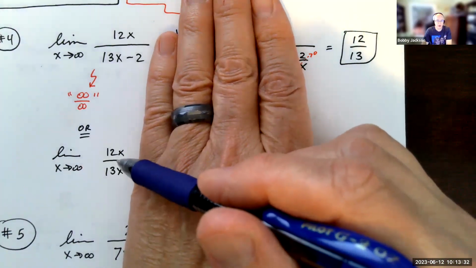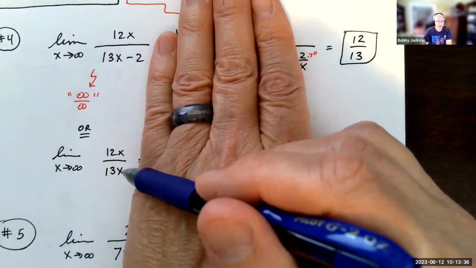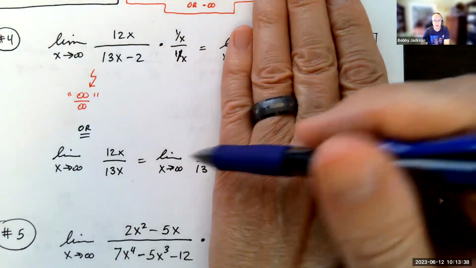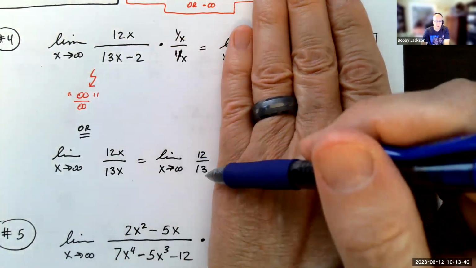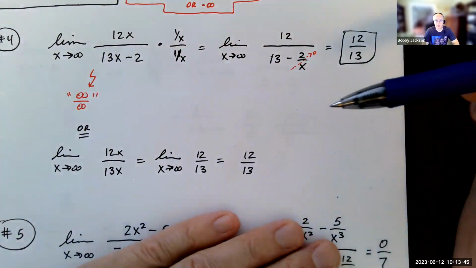So what can we do now? Well, 12x divided by 13x, I can simplify, right? Divide top and bottom by x, and I just get 12/13. Well, what's the limit as x goes to infinity of a constant? It's just that constant. And we get the same thing.